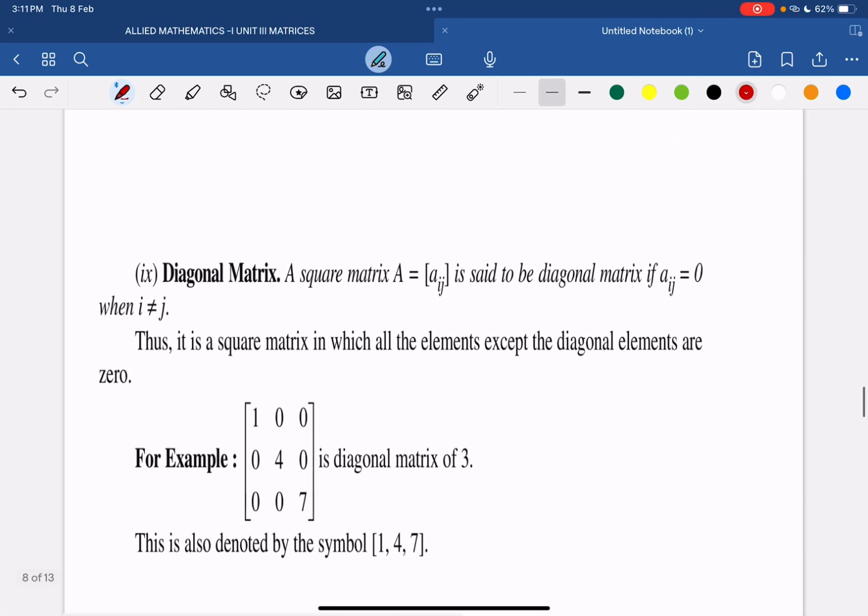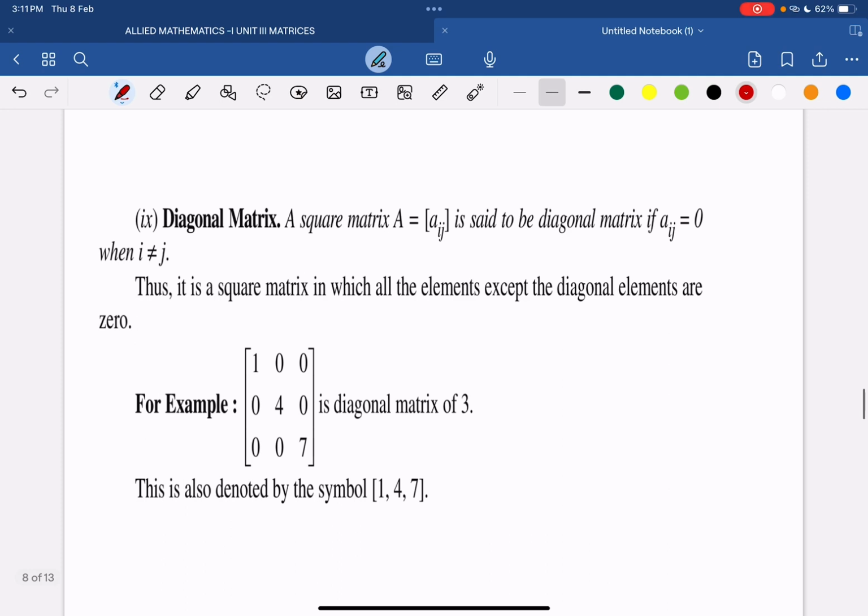Now let's discuss the diagonal matrix. A square matrix A equals Aij is said to be a diagonal matrix if Aij equals 0, where i is not equal to j.